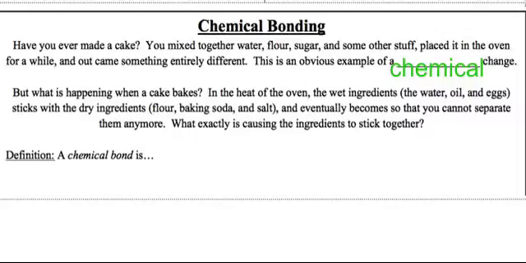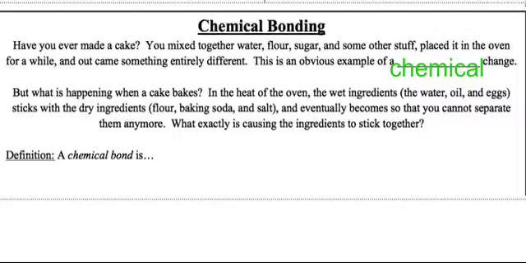You'd have the smell of it. You can always smell a cake baking. You have a color change, all right, because you have the golden brown on the top, or black if you burn it. You also have something completely different when it comes out. The heat of the oven, the wet ingredients stick together with the dry ingredients, and eventually becomes so that you cannot separate them anymore. In other words, it changes bonds of existing compounds or makes new bonds with different elements.